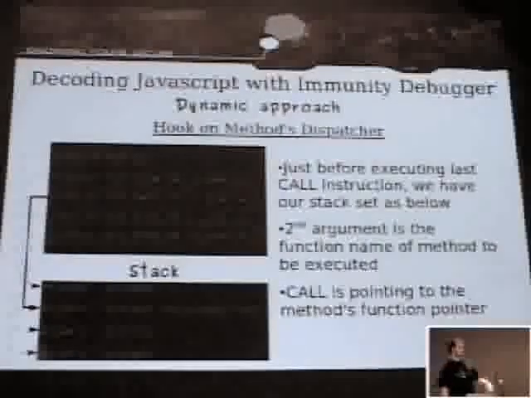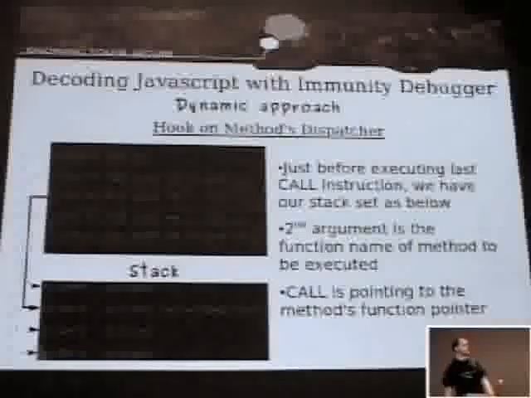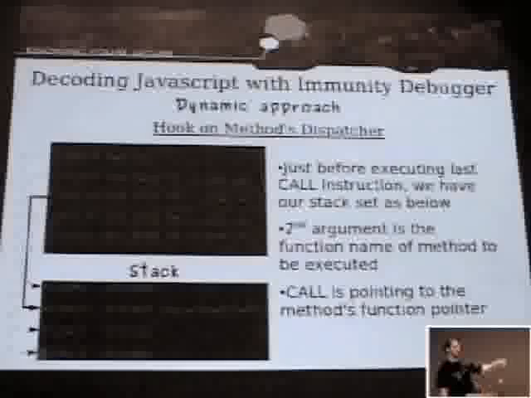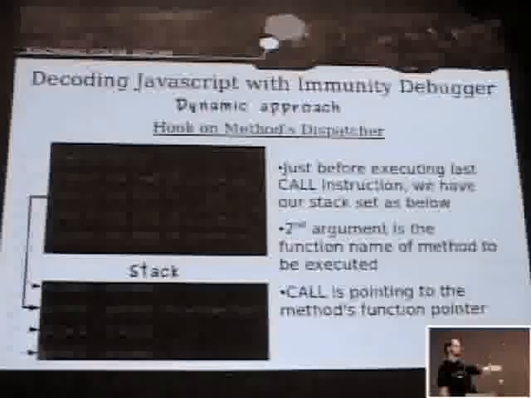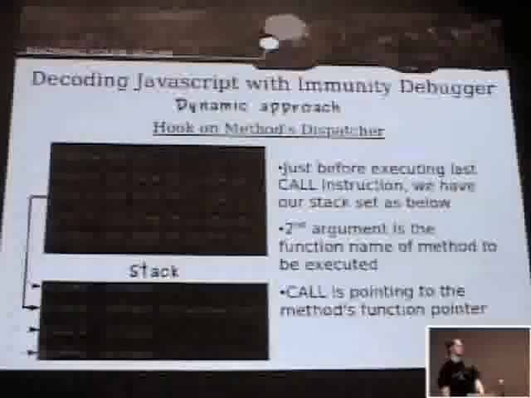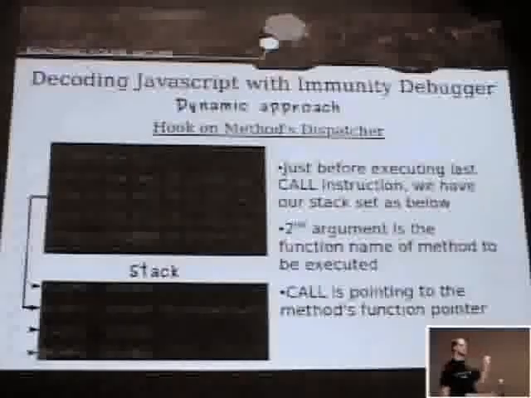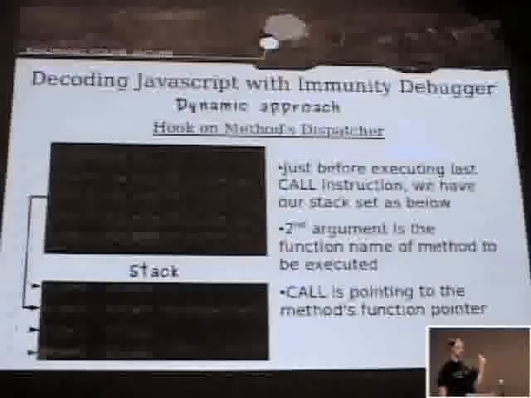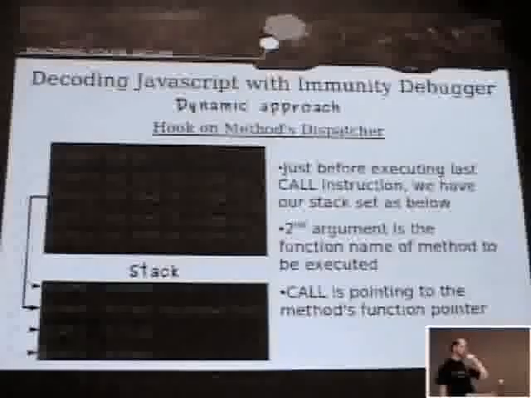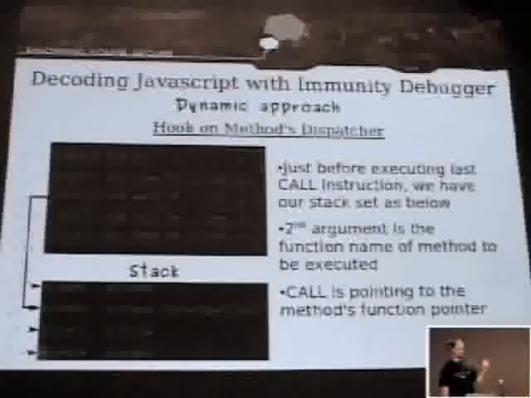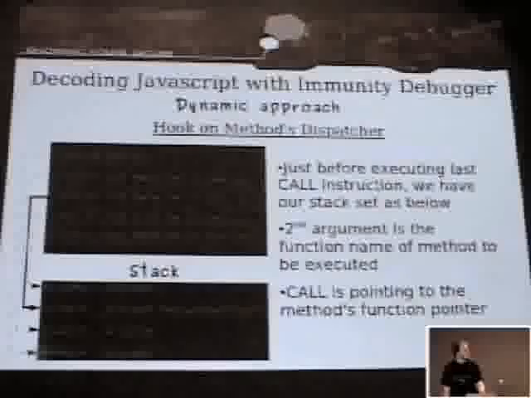So we put some hooks on the methods dispatcher, just at the call instruction. And on the stack, the second argument is our function name. So putting this hook, we know exactly what is getting executed in the application. If you try to put this hook on the application initialization, you see that Adobe itself executes tons of JavaScript methods that you never know.